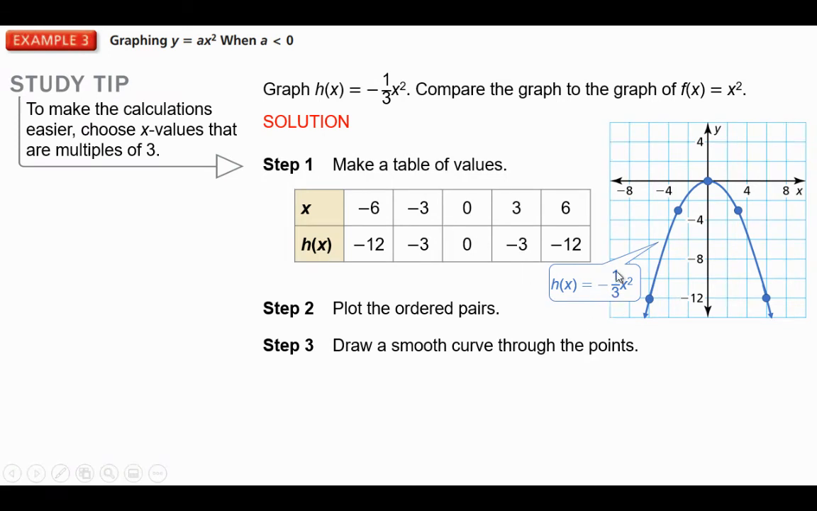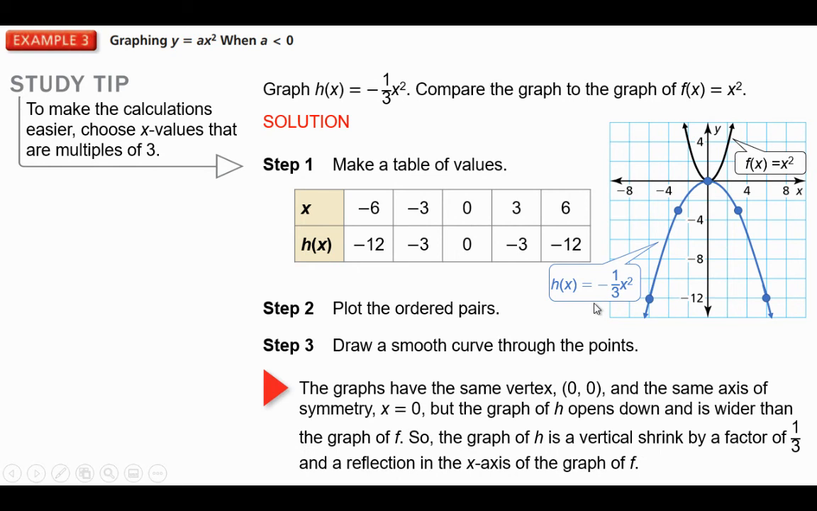Now, we also see that the a value is 1/3. So what happens here is we get a flattening out, and this is what we call a vertical shrink. So if you look down towards the bottom, it's shrinking by a factor of 1/3. The factor is whatever the a value is. So on the prior example, we had a factor of 2. That was a vertical stretch. In this case, we have a shrink by a factor of 1/3.